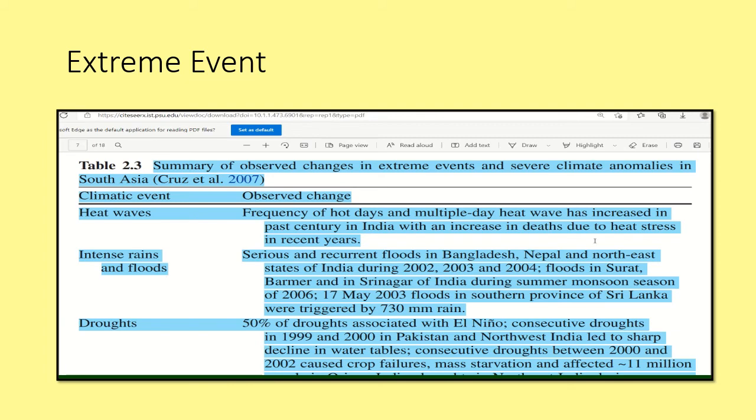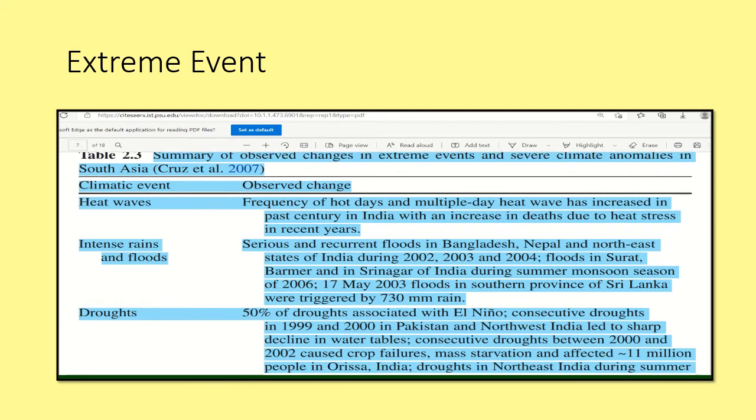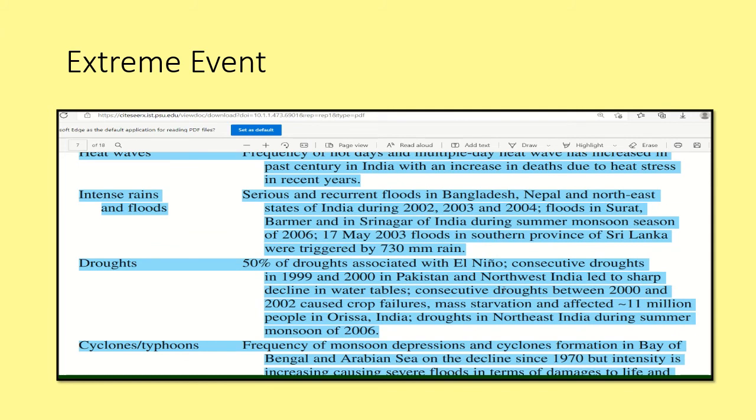The next extreme event is the drought. Drought and the El Nino phase. India has faced El Nino phase in 1997, 1999, and 2000. Even Pakistan was adversely affected by the scarcity of rainfall due to the El Nino effect. Odisha and parts of West Bengal, even Madhya Pradesh, faced crop failure due to extreme drought and scarcity of water.